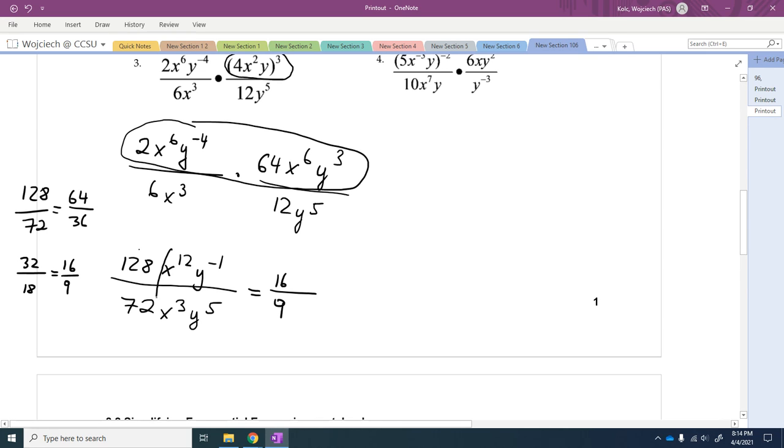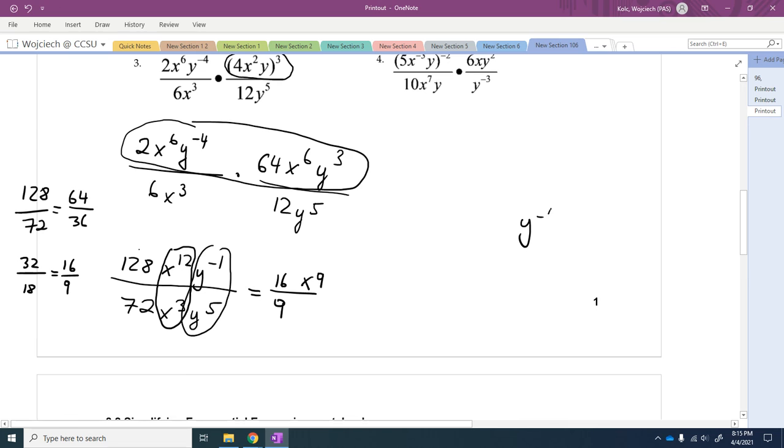Okay, this is getting tricky. x to the 12th over x to the 3rd. 12 minus 3 is equal to 9. So that'll be x to the 9th. Okay, but this part, I would like to take some time to explain.